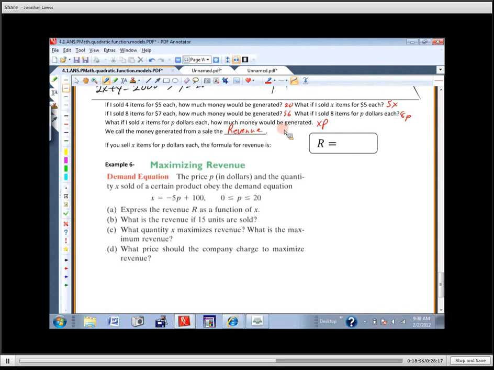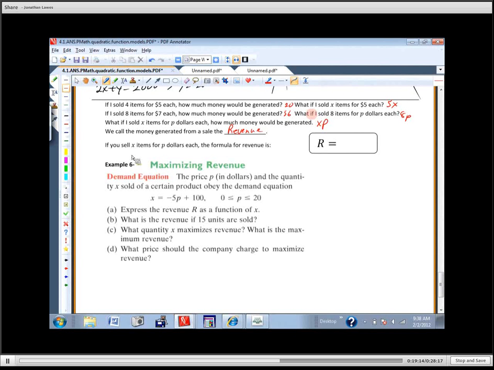Profit is a little bit different. Profit takes into account, well, let's say I sold these 4 items for $5, but let's say it cost me $21 to get them. I just lost a dollar. So just because you've got that much in revenue doesn't mean you've actually made that much. That's not your profit.